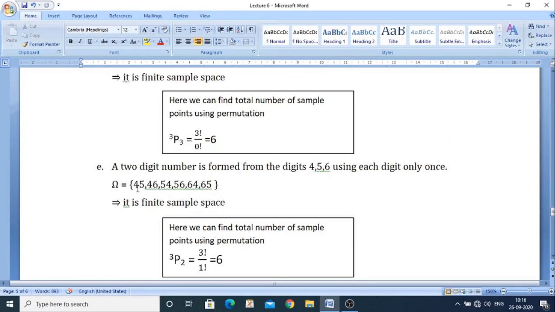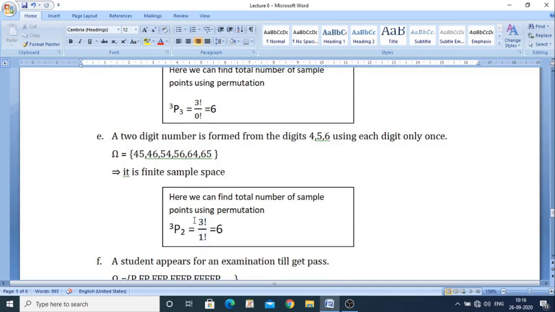Next example is, a 2-digit number is formed from the digits 4, 5, 6 using each digit only once. Now do the permutation of these 4, 5 and 6. So it is 45, 46, 54, 56, then 64 and 65. So the total number of outcomes is 6. So it is a finite sample space.